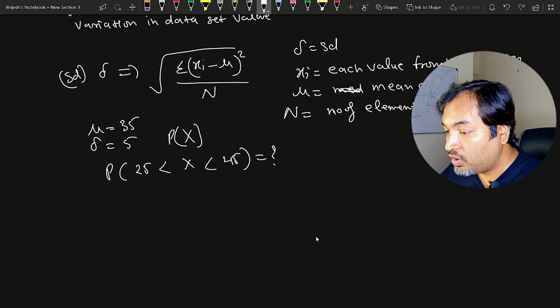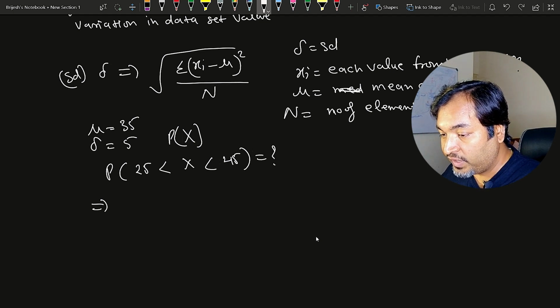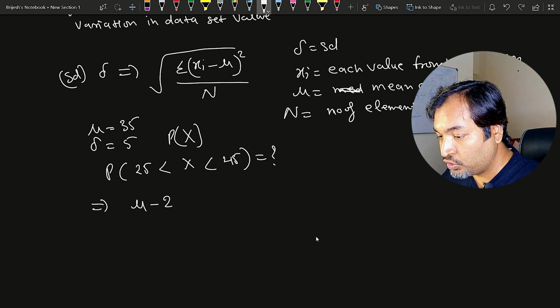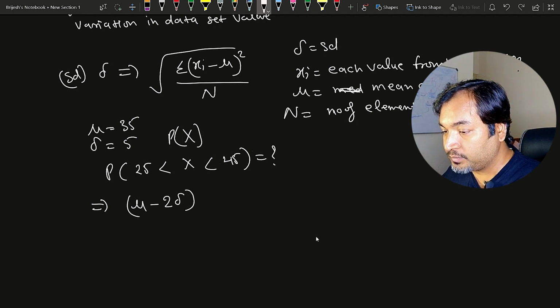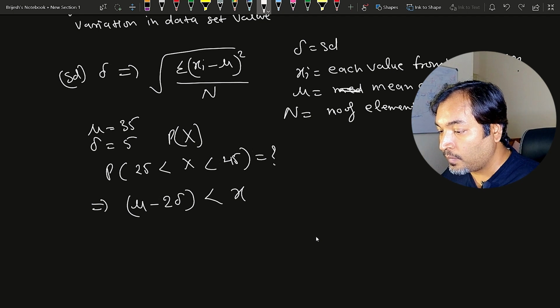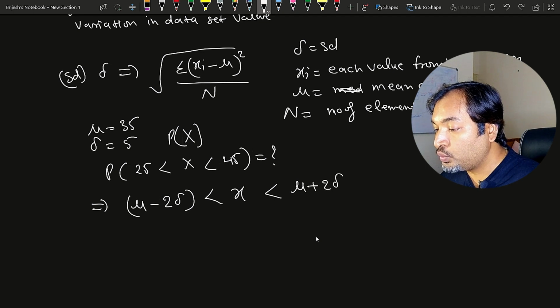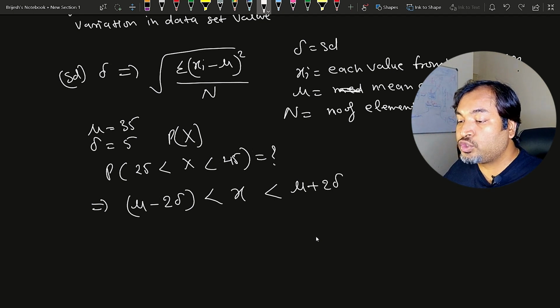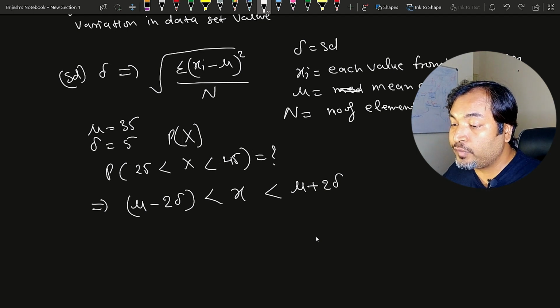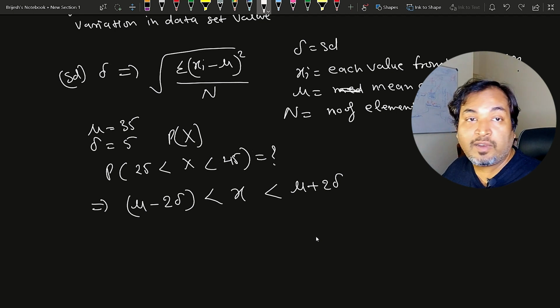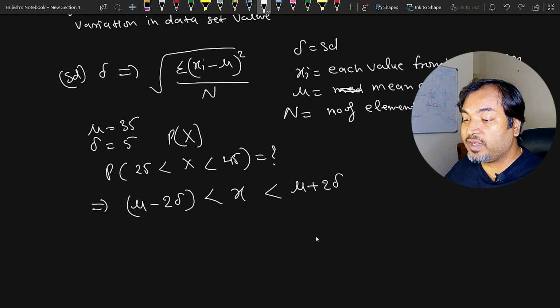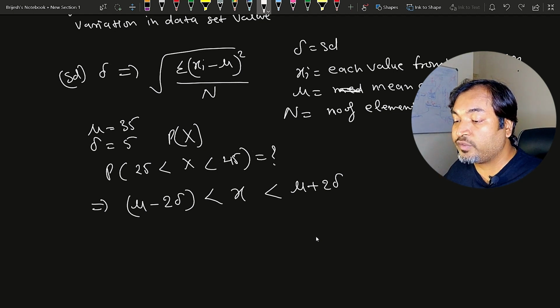Now if you observe, how can we write this? 25 is mu minus 2 standard deviations, less than x, less than 45, which is mu plus 2 standard deviations. With 5 into 2 being 10, 35 minus 10 gives us 25. Similarly, we can clearly see mu minus 2 standard deviations is 25, and mu plus 2 standard deviations is 45.